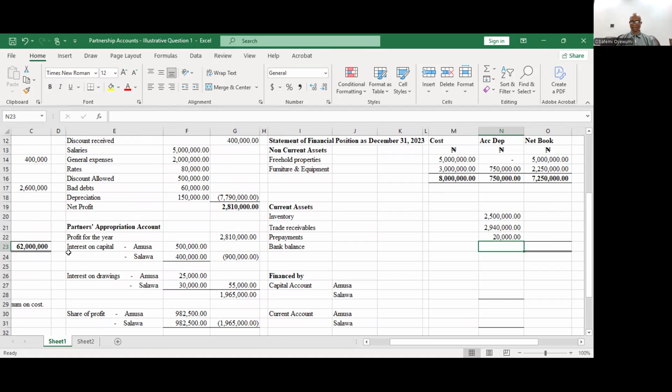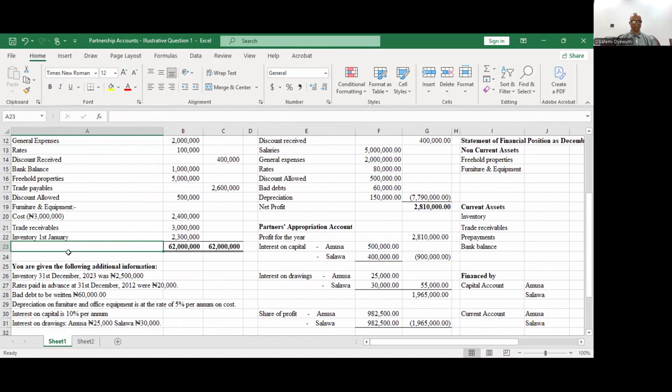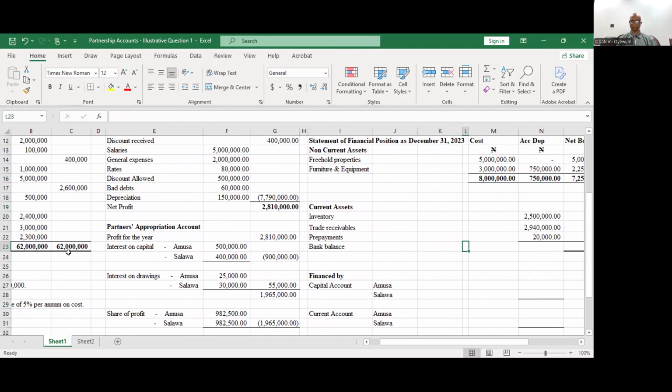Okay, what about our bank? Do they have any bank balance? Let's check the bank balance so that we know what to put there. How much do we have as bank balance? That's 1 million naira. So we're going to have 1 million naira as our bank balance.